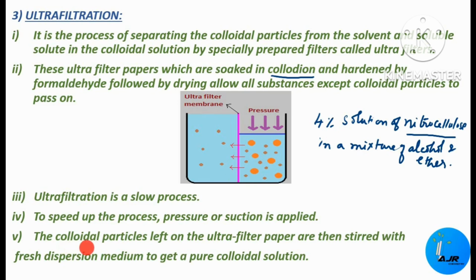Finally the colloidal particles are left inside this compartment. The colloidal particles left on the ultrafilter paper are then stirred with fresh dispersion medium. The dispersion medium is the solvent used for the production of this colloidal solution. If we are using water, then pure water will be used as the dispersion medium, and in that we stir the ultrafilter membrane so that we get the pure colloidal solution. Understood, students? This is what happens in the ultrafiltration process.